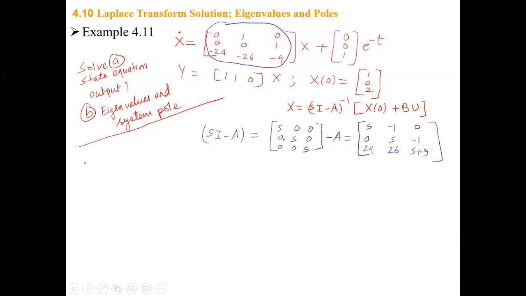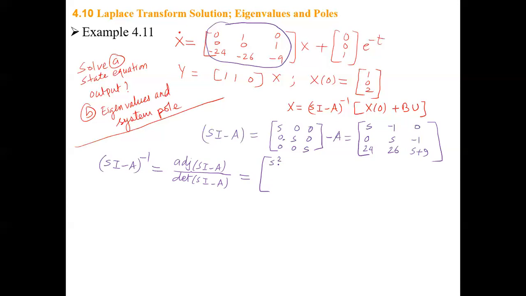Okay. Now what is your (sI minus A) inverse? Remember we did the adjoint over determinant thing last time. Adjoint over determinant of sI minus A. So if you do that, I'll just give you the answer. I'm not going to do it because I did it once last time. So the answer will be this.